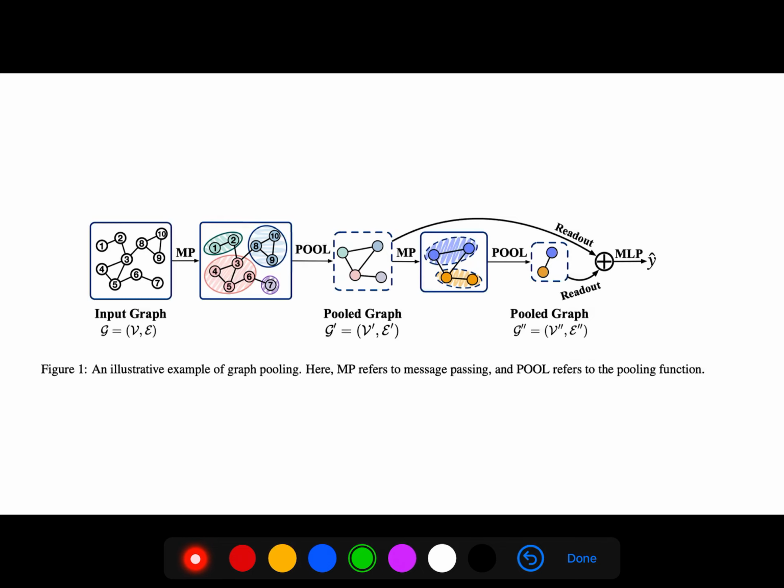You see an illustrative example of graph pooling. Here, MP is message passing. Pool is just a pooling function. So message passing, pooling function, message passing, pooling function, and it repeats over many stages. What we need is just a readout from these, so that we can combine all of these readouts, which is done after pooling. And so we take a multi-layer perceptron of this concatenation for classification.